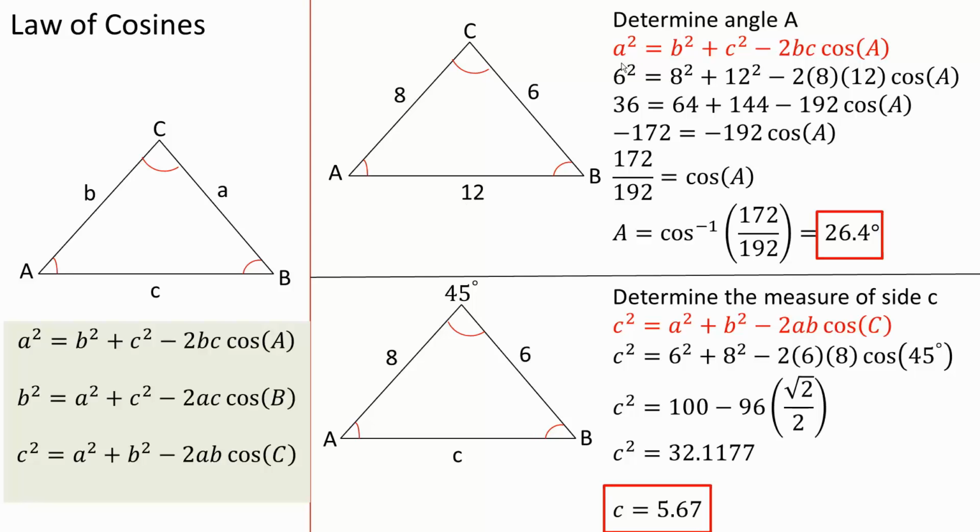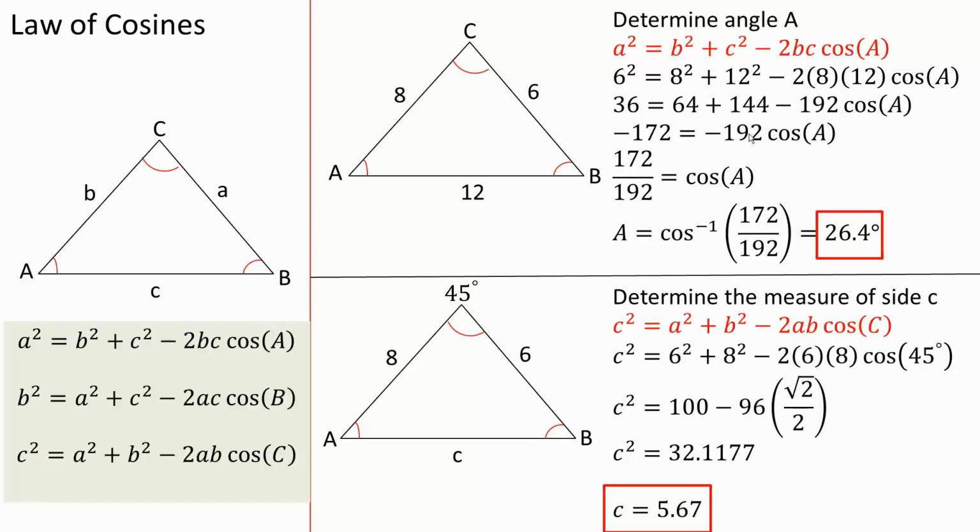So we know side length A is 6, we know side length B is 8, and we know side length C is 12. And so likewise, this B is 8 and this C is 12. And then we have cosine A. We want to solve for A. So let's expand a little bit. So 6 squared is 36, 8 squared is 64, 12 squared is 144, 2 times 8 is 16, 16 times 12 is 192, and then we have cosine A. Next, I will subtract 64 and 144 over to the left. So 36 minus 64 minus 144 is minus 172 is equal to negative 192 cosine A.